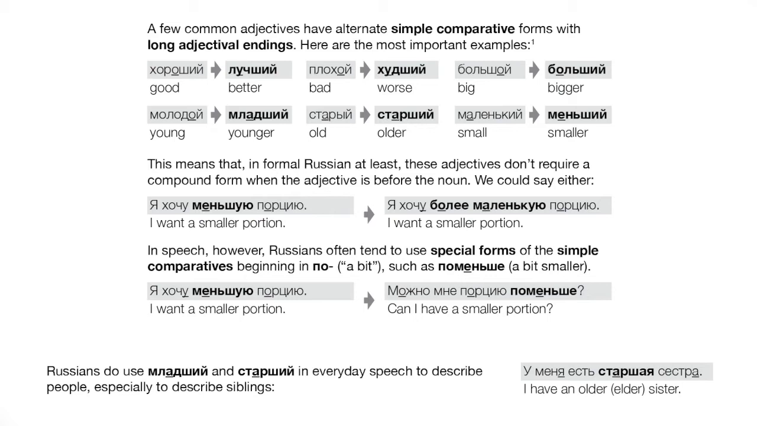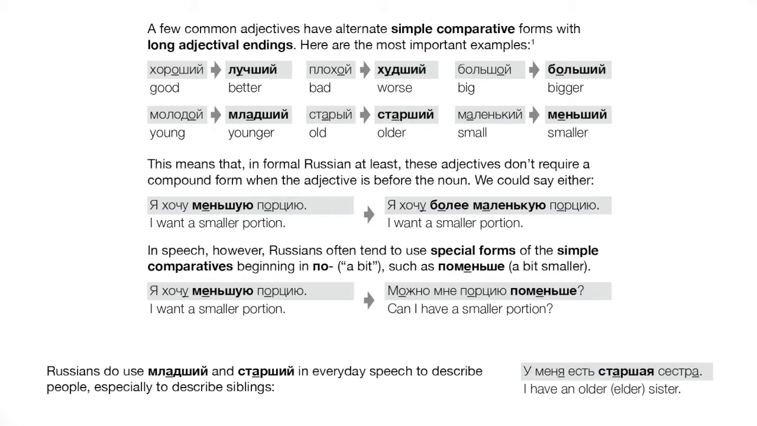The main point is that when we do choose to use these, first of all, we can use them in front of a noun, right? So that is not in a predicate position. For example, я хочу меньшую порцию. And note that when we do use these, we don't need the более. This is just a simple comparative form. It's not a compound comparative.